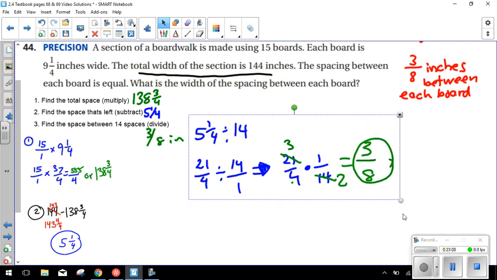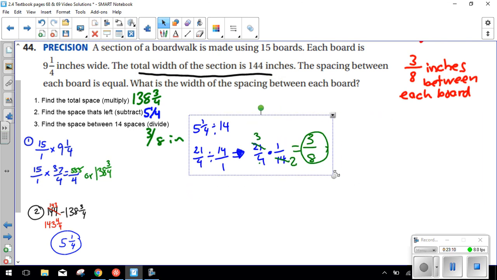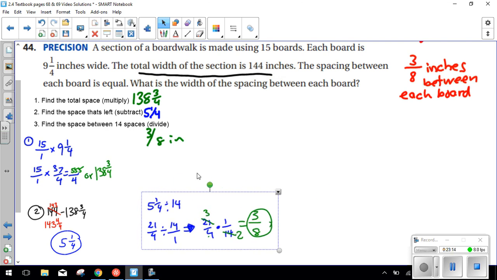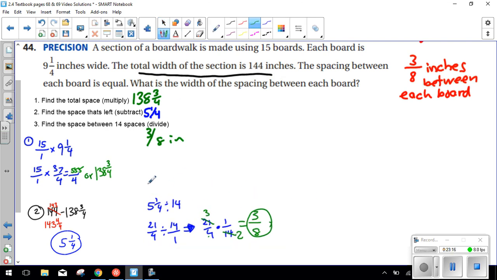Notice all of your work is in some kind of sequence. So step 1, step 2, and this is step 3.